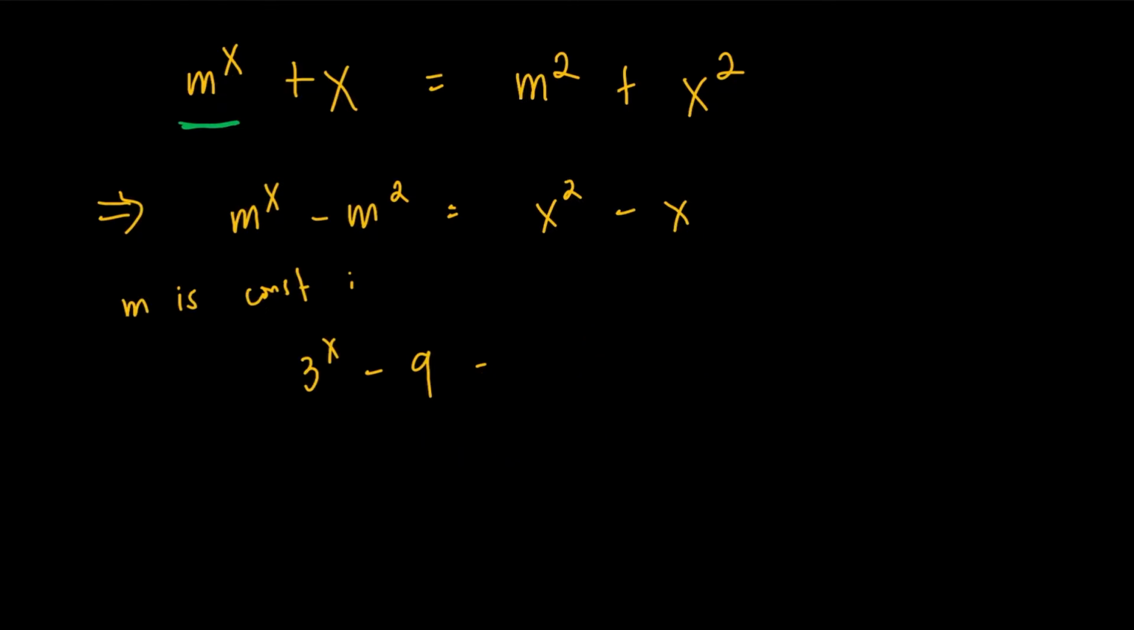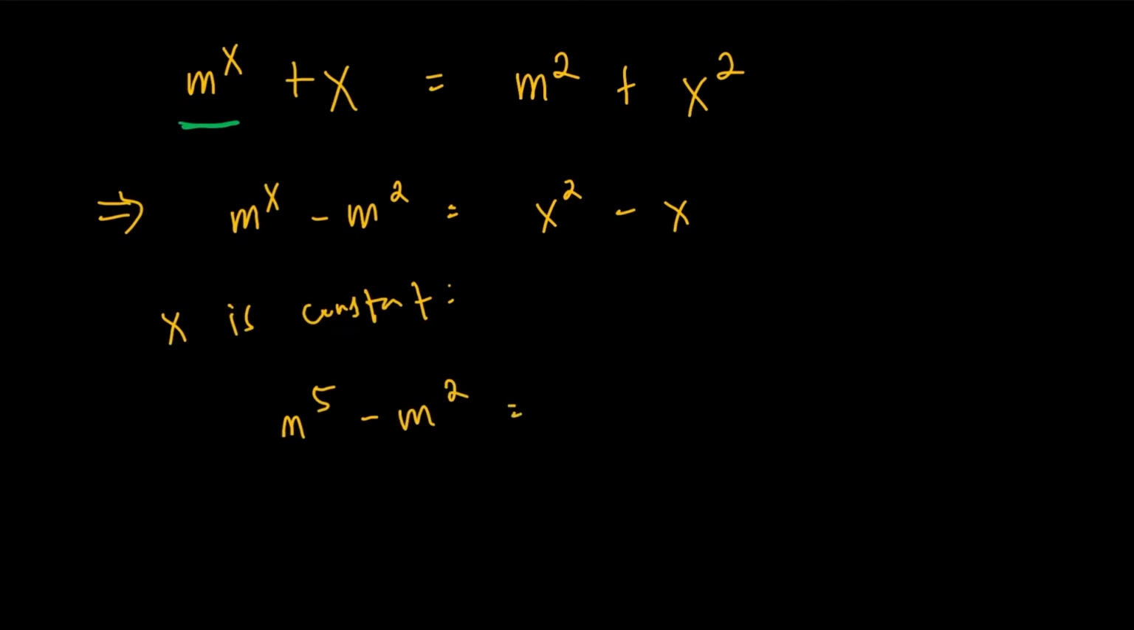Now, on the other hand, let's try to fix a value of x. Let's just say x is a constant, like 5. Then m raised to 5 minus m squared is going to be equal to a constant, 5 squared minus 5, so that's 20 in this case.